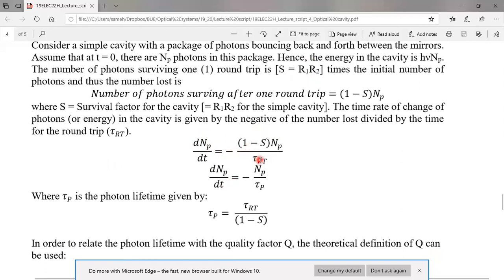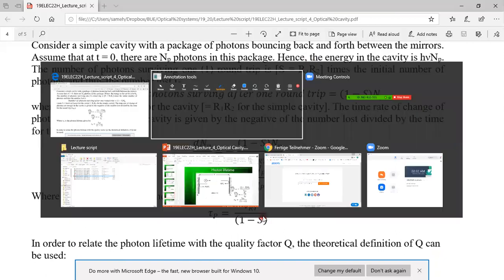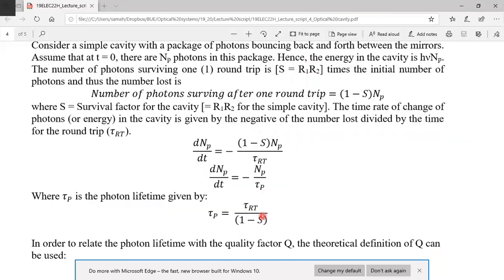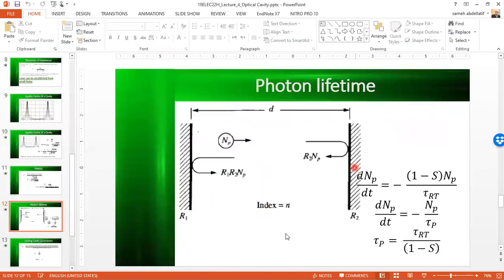Here we can define what's called the photon lifetime. We consider the photon lifetime as the round trip time over 1 minus S, where S is the surviving factor. We call this the photon lifetime for our optical cavity. So very simple.